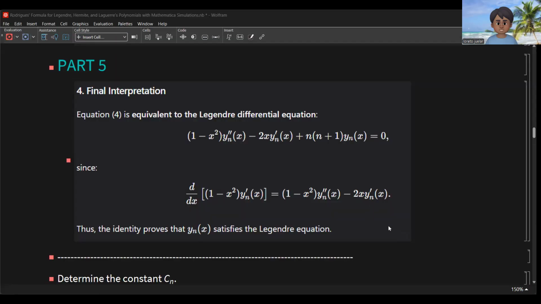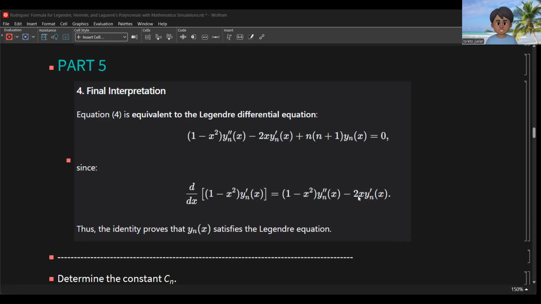Okay, so let's proceed to part 5, the final interpretation here. We have equation 4, which is equivalent to the Legendre differential equation, since the derivative of (1 minus x squared) y double prime is equal to this. So the derivative of y double prime, and we have the given 1 minus x squared, plus the derivative of 1 minus x squared, which equals 2x.